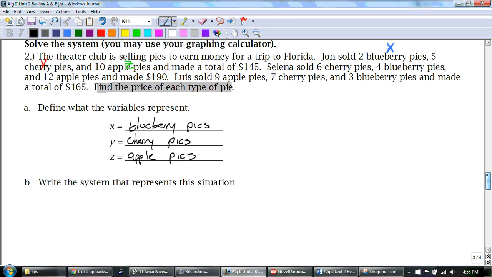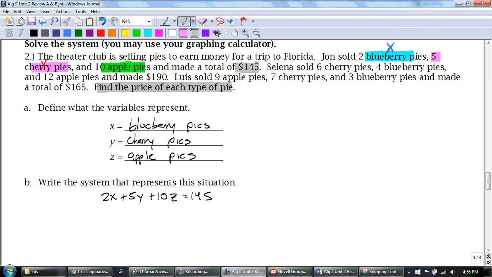You got to be careful, okay? Because sometimes we just fly through everything and don't pay attention to all of the details. So there's my 10 apple pies and there's my total. So my first system should be 2x plus 5y plus 10z equals 145.